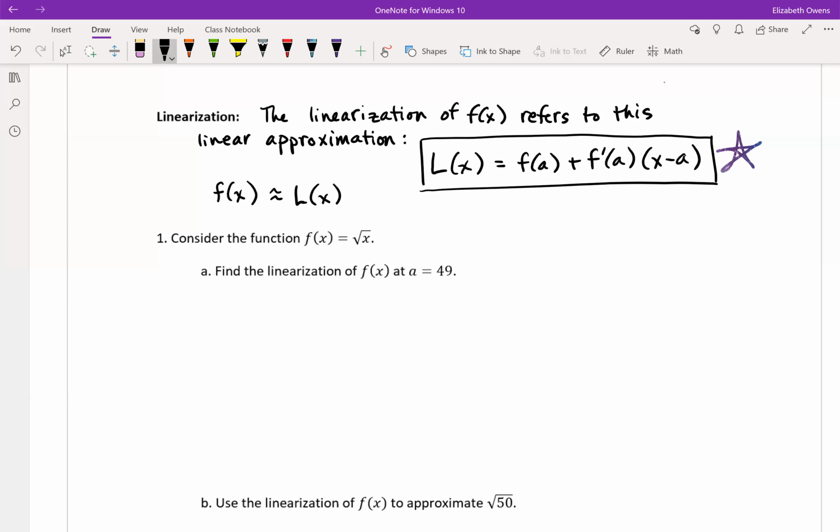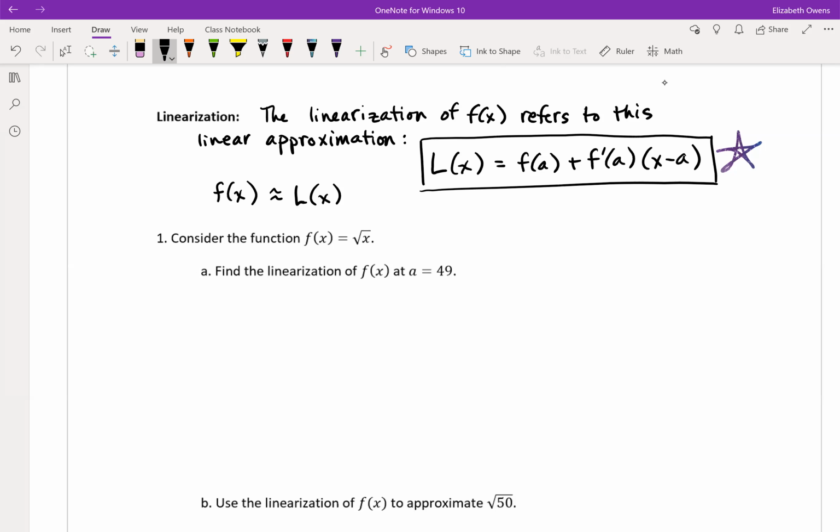Here's an example from section 3.9, finding a linearization. We're going to consider the function f of x equals the square root of x. First thing we're going to do is find the linearization of f of x at a equals 49.